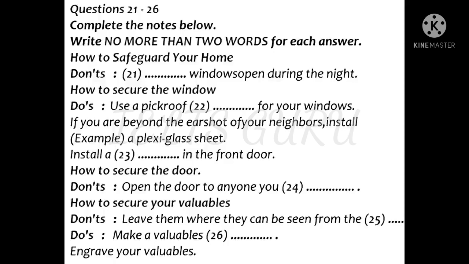Use a pick-proof locking device for your windows. Make sure the frames are solid. If you're beyond the earshot of your neighbours, they won't hear the glass breaking. Consider installing a plexiglass sheet for the more accessible windows. This will make entry through them more difficult.